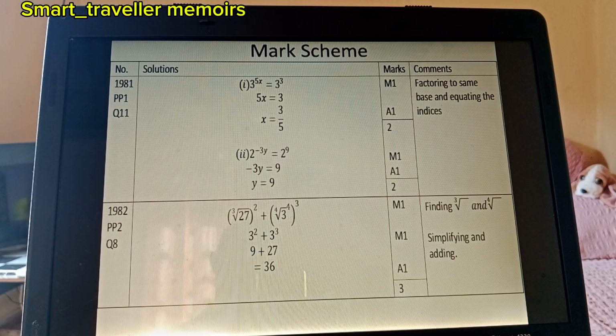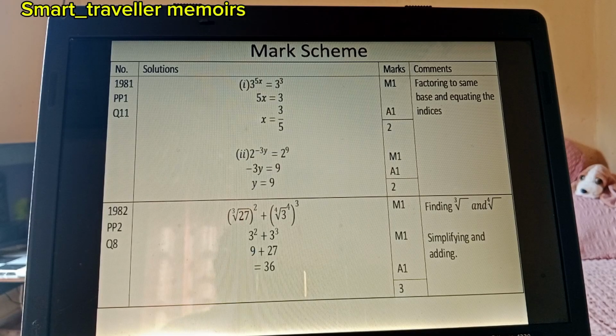Now, let's come to the marking scheme. All right. You have the way the examination council sets up its marking scheme. You have the number of the question and the solutions, and then you have the marks and then the comments.